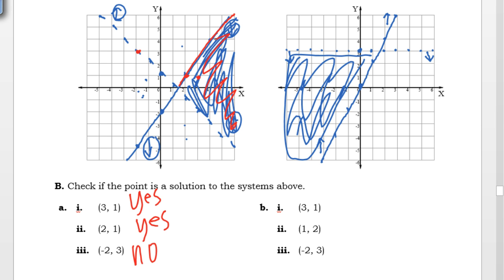Same situation, 3, 1 on the second graph. 1, 2, 3, 1. And 1, 1, 2. That one is a yes. It's on a solid line. It's part of this here, and it's in this shaded area. And -2, 3. That one is a no. It's on the dotted line, but it's not part of the shaded region. It's not on the solid line.